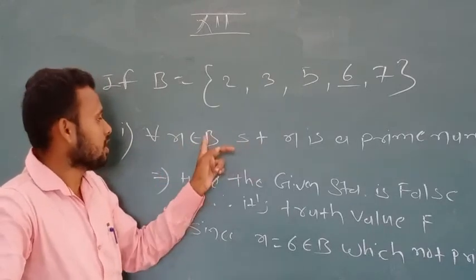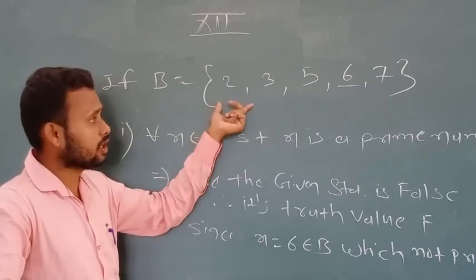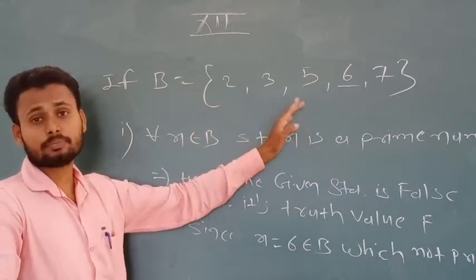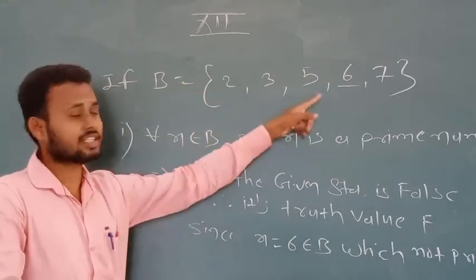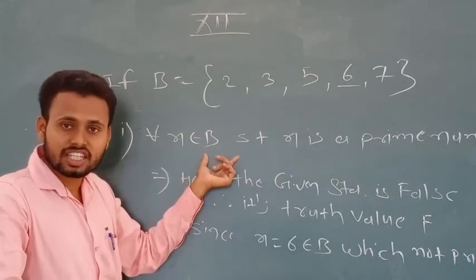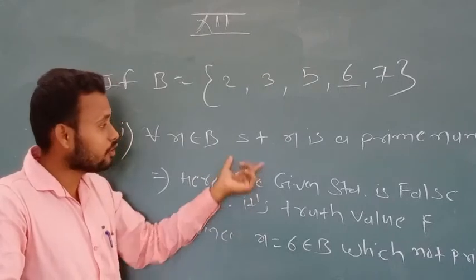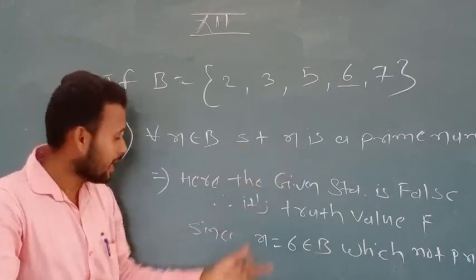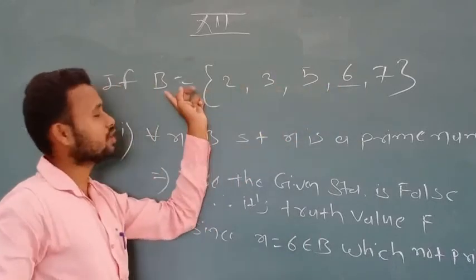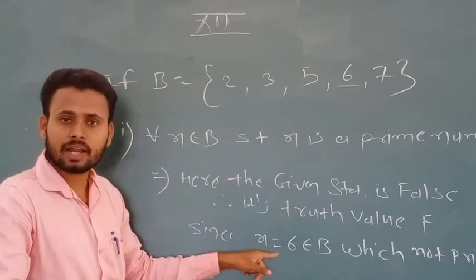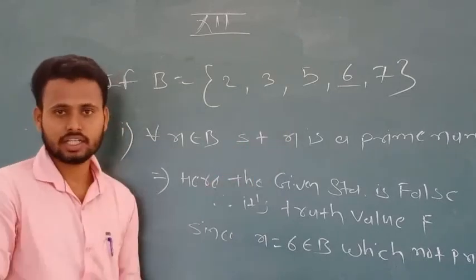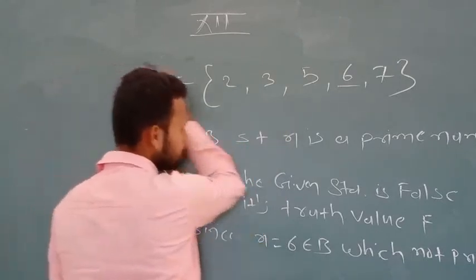Why false? Because the statement says, for all x belongs to B such that x is a prime number. That means it says all elements of B are prime numbers, but 6 is a number that is not prime. Therefore we say that the given statement is false, and the truth value of that given statement is F. The reason: since x equal to 6 belongs to the set B, which is not a prime number, the given statement is false, and its truth value is F.